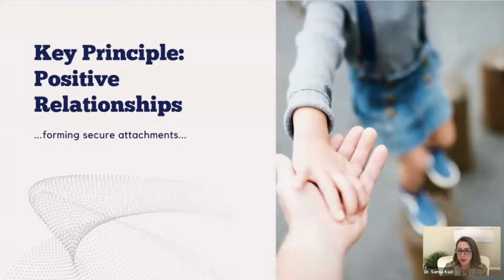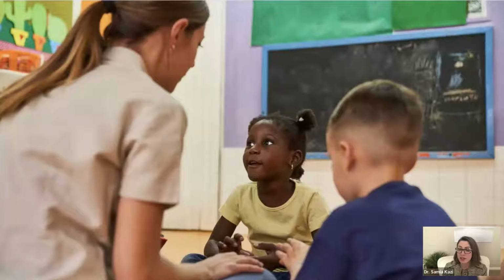The next one I really love is about the key principle about positive relationships. This principle is about children forming secure attachments with caregivers and educators, which are the essential foundation. So, for example, in an ideal world, consider the scenario where the teacher or the educator is spending time with each child. They're understanding their feelings, they're experiencing their experiences, and helping build that trusting relationship.